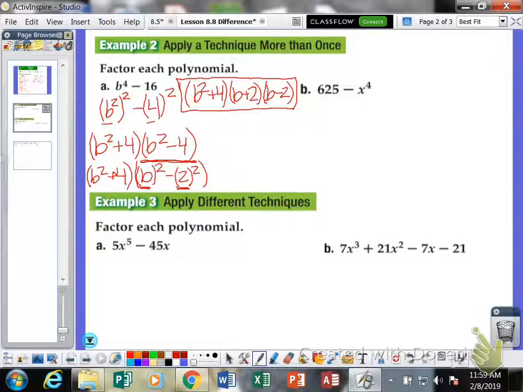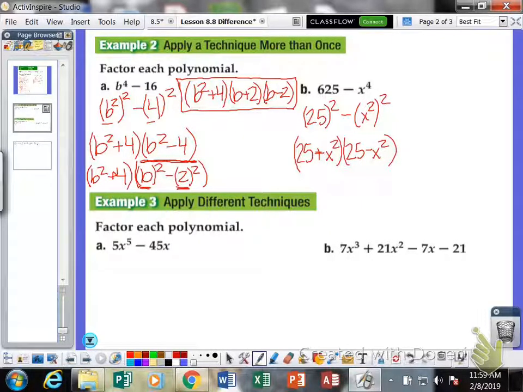For b, we have 625 minus x to the 4th. So again, two perfect squares, I can rewrite them. 25 squared minus x squared squared. This would be 25 plus x squared times 25 minus x squared. So notice in that second parentheses, 25 minus x squared.